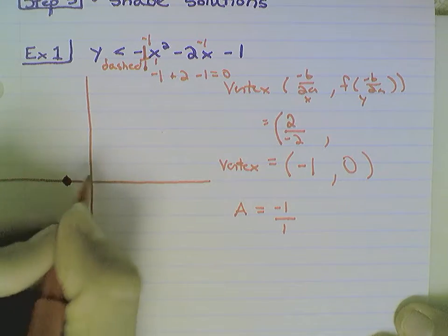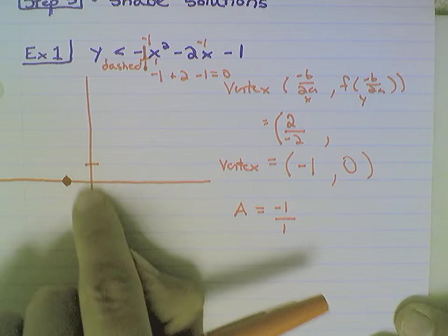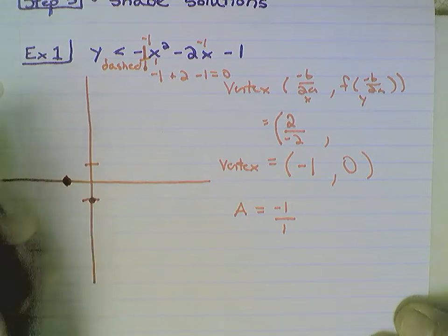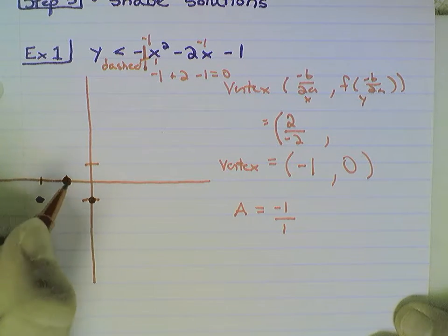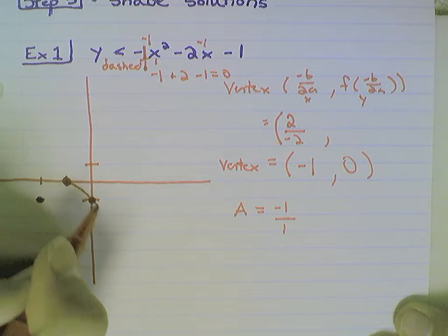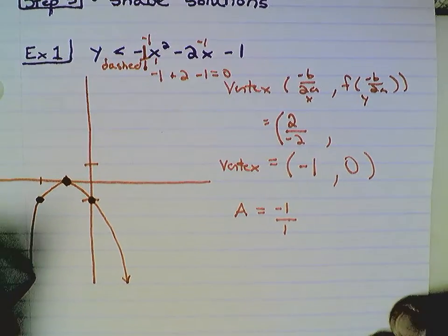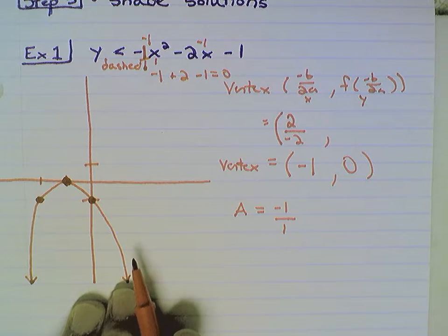So in this case, when I go over 1 to the right, I'm going to go down 1. And then when I go over 1 to the left, I'm going to go down 1 as well. Okay. Now you can see that my graph is going to be a quadratic curving through those 2 points, headed in the downwards direction.